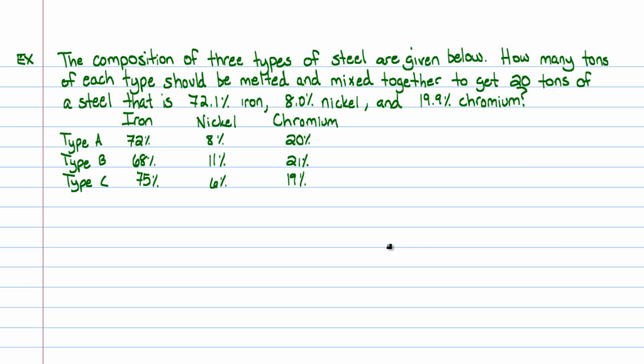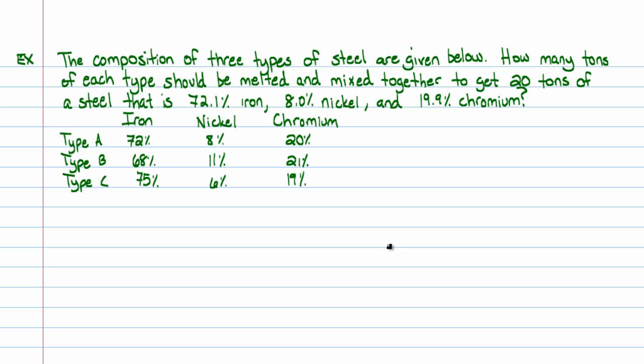The composition of three types of steel are given below. How many types of each? That's not what it says. How many tons of each type should be melted and mixed together to get 20 tons of a steel that is 72.1% iron, 8% nickel, and 19.9% chromium?